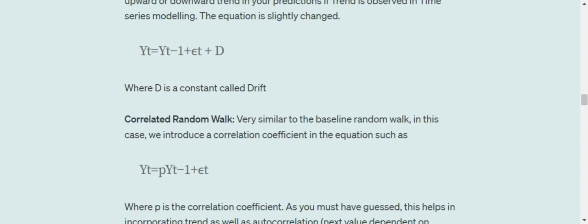Correlated random walk is also a variant of the original random walk that we talked about in time series. In this case, we are introducing a correlation coefficient with the past values. Here you can see that p is the correlation coefficient that is getting assigned to the past value yt minus 1.